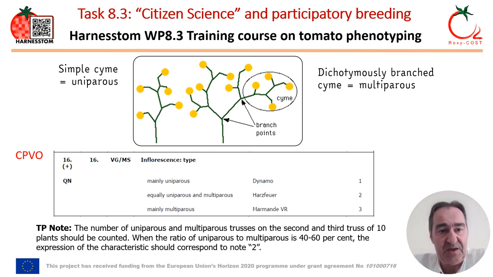However, in many cultivar genotypes, the inflorescence may branch one or more times, giving rise to multiparous organs. The CPVO protocol ranks the trait into three classes, mainly uniparous, mixed, or mainly multiparous. This classification is quantitatively determined by counting the type of inflorescence on the second and the third truss of at least 10 plants, using 40% and 60% as the borders for each class.